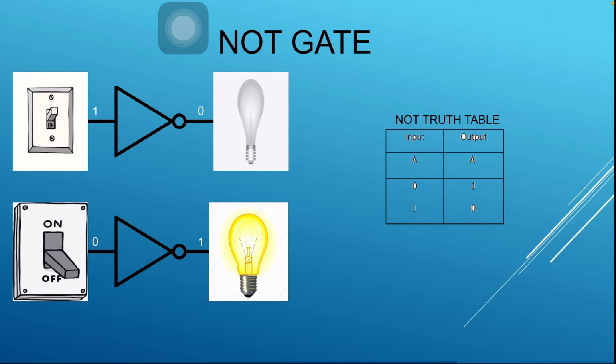So here is the NOT truth table. As I said earlier, if we input the number 0, then the output will be 1. And if we input the number 1, then the output will be 0. So that's how the NOT gate works.